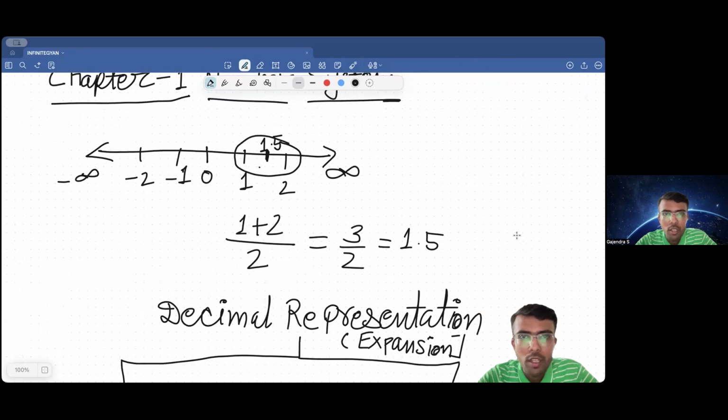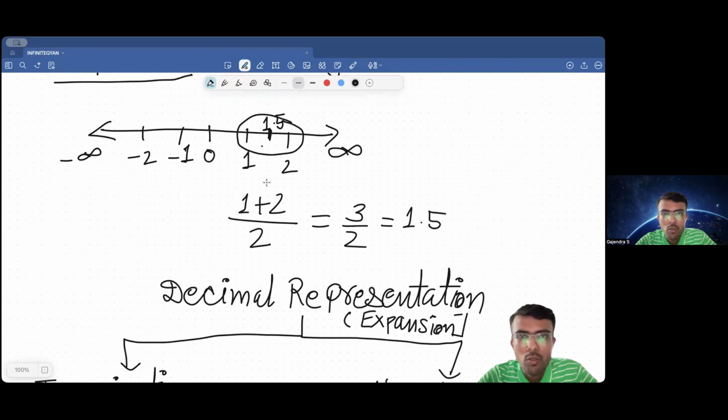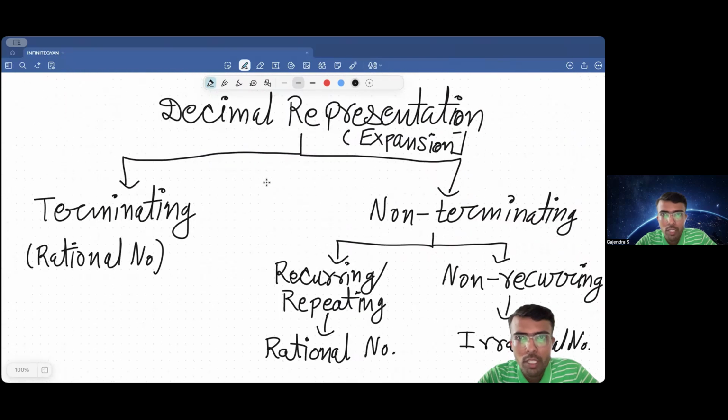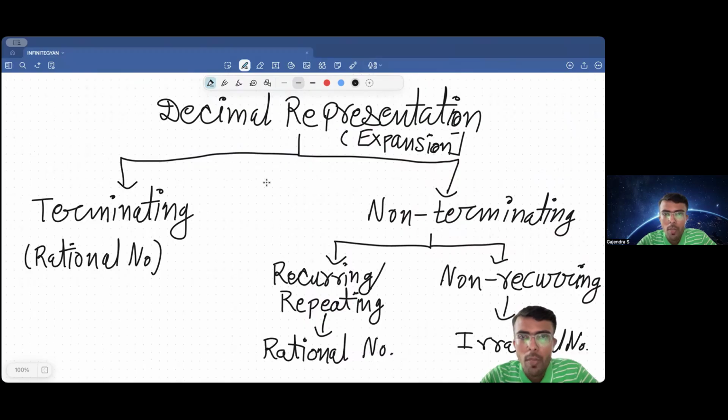So I hope that makes more sense to you, that when I told you that there exist infinite rationals and irrationals between 1 and 2, right? So here you can go through what decimal expansion representation is, right?